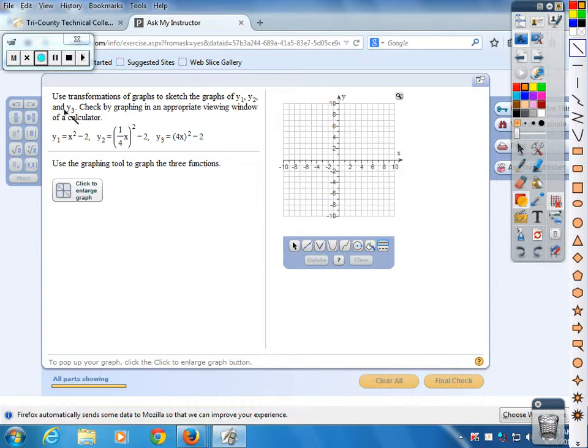All right. Says use the transformation. Check by graphing the appropriate. So I guess we graph this one first.